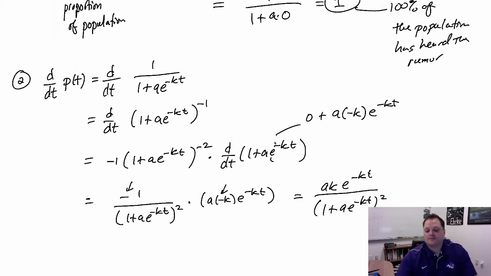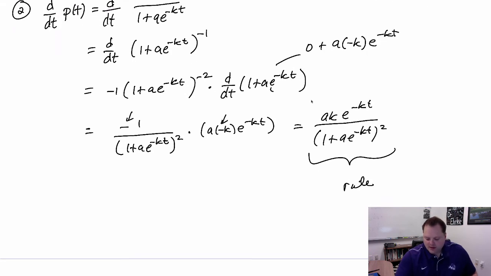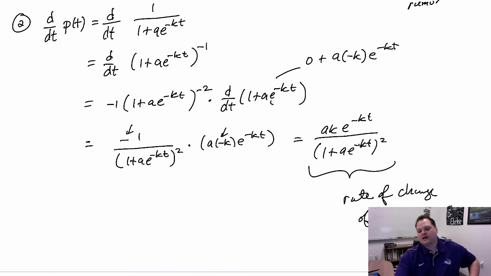squared on bottom. So this is the rate of change of the rumor spreading. So this tells me how quickly the rumor will spread based on the values a and k that we might be given, and you can calculate it at a particular time. So this is the derivative, p prime of t. It's the change in the proportion as a function of time for this particular rumor.